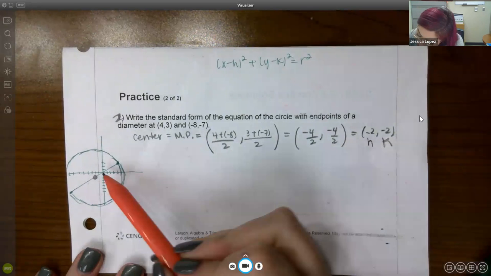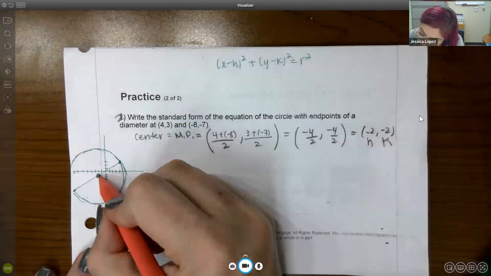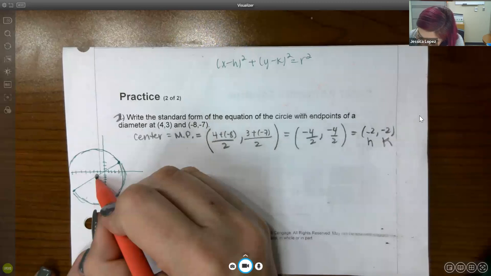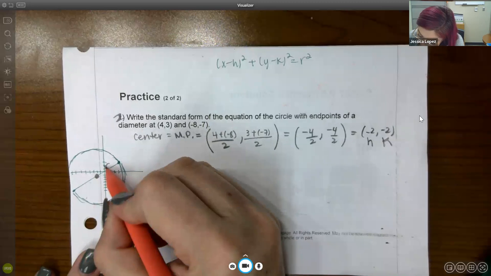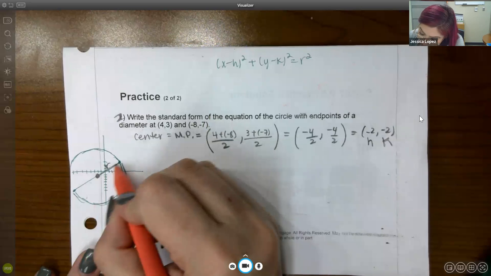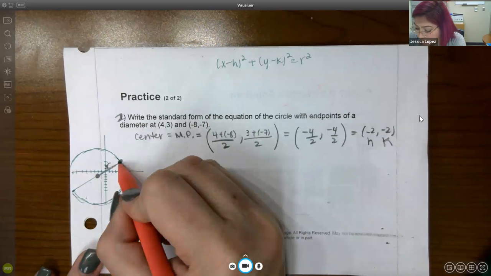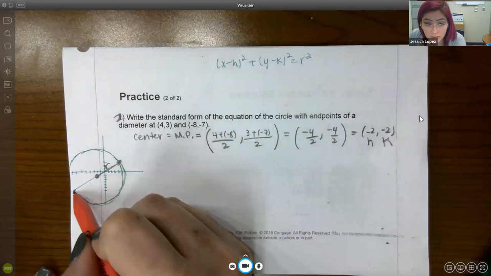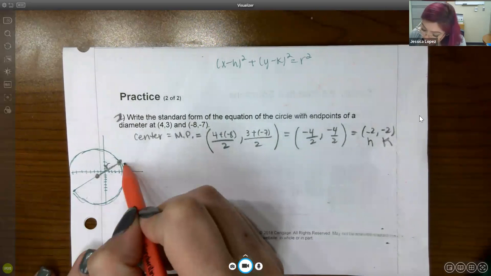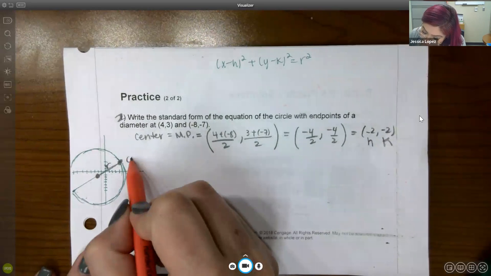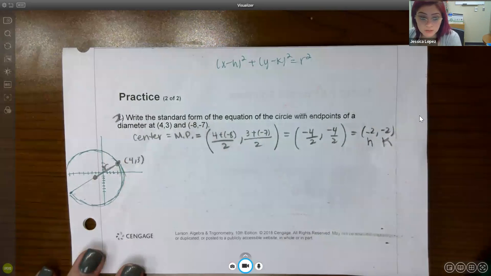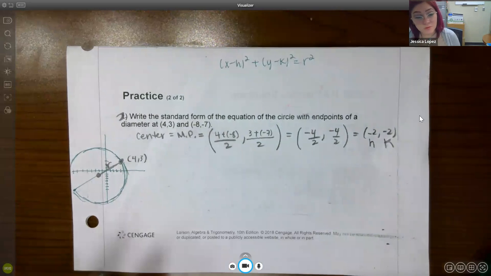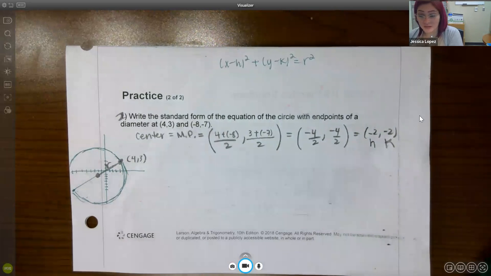And the radius is the distance between the center and a point. So the radius can be found by taking the distance between the center and this point, or you can find the radius by taking the distance between the center and this other point. I'm just going to choose this one, and the coordinates of that one are (4, 3), right? So let's go find the distance between the point (4, 3) and the center (−2, −2).